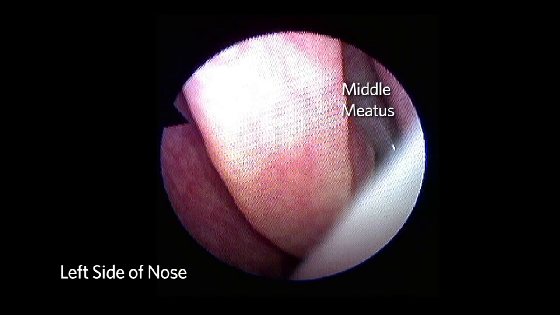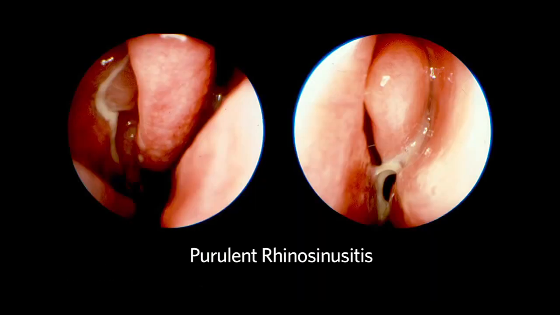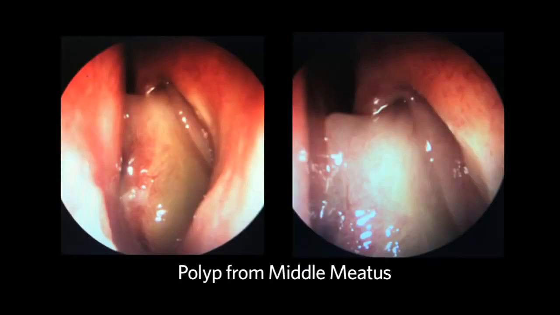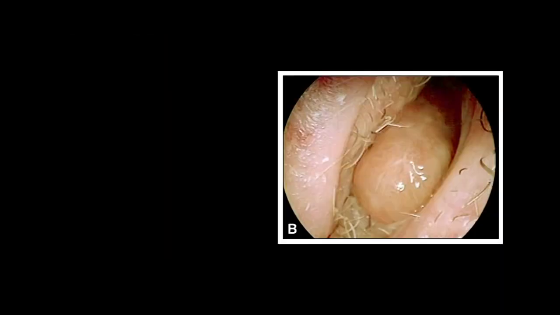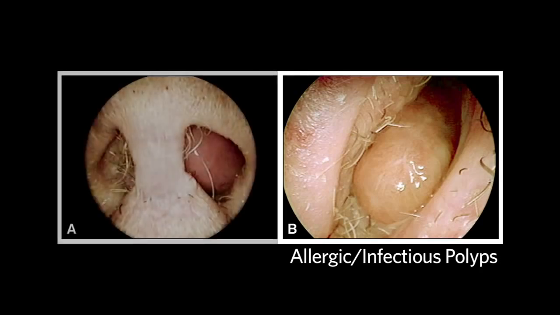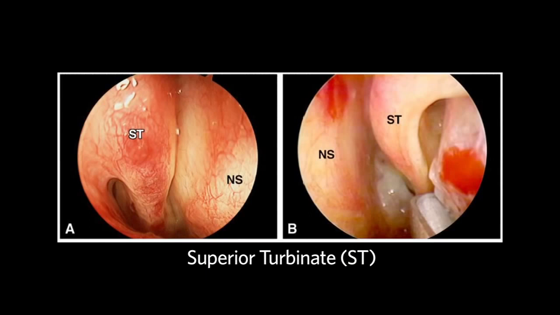The middle meatus is the area of drainage of the maxillary and most of the ethmoid sinuses. Any purulent drainage is suggestive of infection. This is the most common site for nasal polyps. Nasal polyps, however, can be so large to be obstructing the entire nasal cavity. Allergic or infectious polyps tend to be pale in color. If they are red or firm, it may suggest a tumor. Occasionally, one may see the superior turbinate on nasal endoscopy.